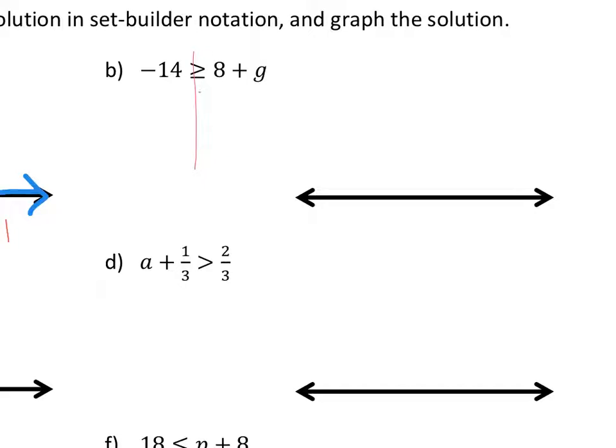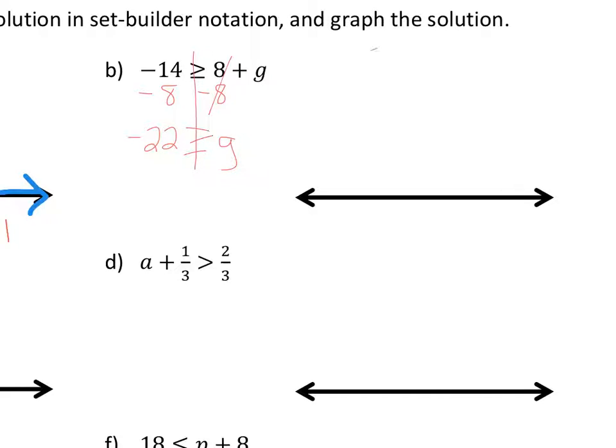We need to get g by itself, so subtract 8 from both sides. Negative 14 minus 8 is negative 22. Greater than or equal to g. There's the eraser. There we go. Those canceled. Okay.